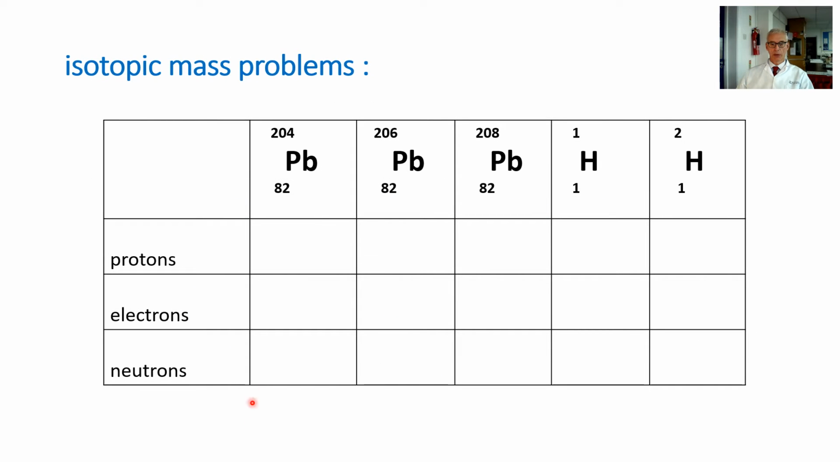So just a few problems to confirm to yourselves that you're fluent in all of this. We've got 3 isotopes of lead and 2 of hydrogen. Could you fill in the protons, electrons and neutrons for those 5 isotopes? Pause the lesson, complete that task, come back to check your answers.